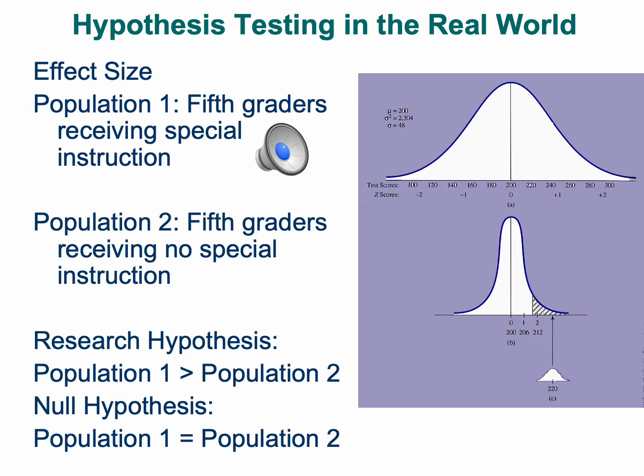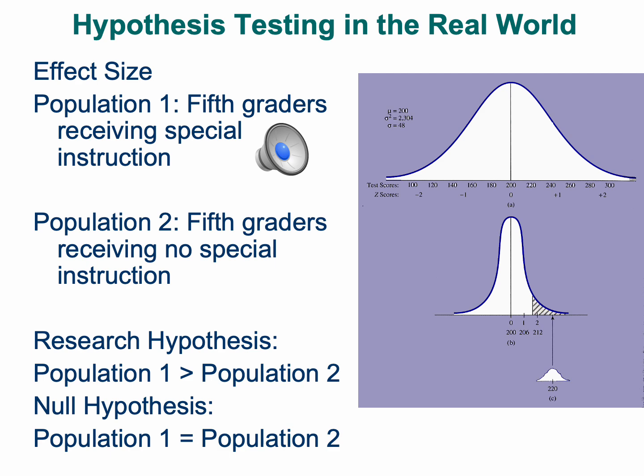Okay, here's the fundamental situation of hypothesis testing. And this is part of what I'm going to talk about in effect size. So here you have a basic hypothesis testing situation. Population 1 are 5th graders who receive special instruction of some kind. Population 2 are 5th graders who receive no special instruction. And then you have some sort of dependent measure like reading skill or performance in a class or something like that. But these are your two conditions and your two populations.